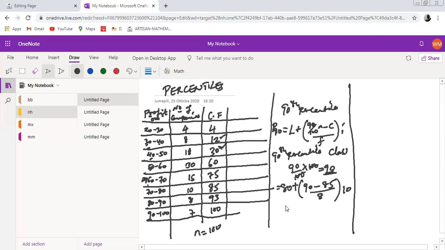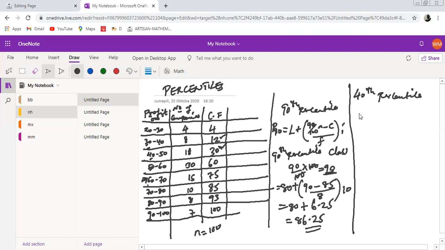If you do the whole computation, you will find that this is 80 plus 6.25. If you compute this part, it gives you 6.25. So the 90th percentile is 86.25. What if you are told to locate the 40th percentile?